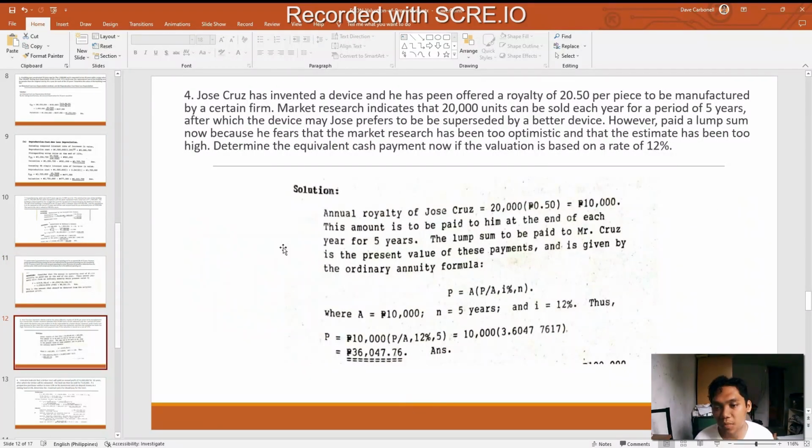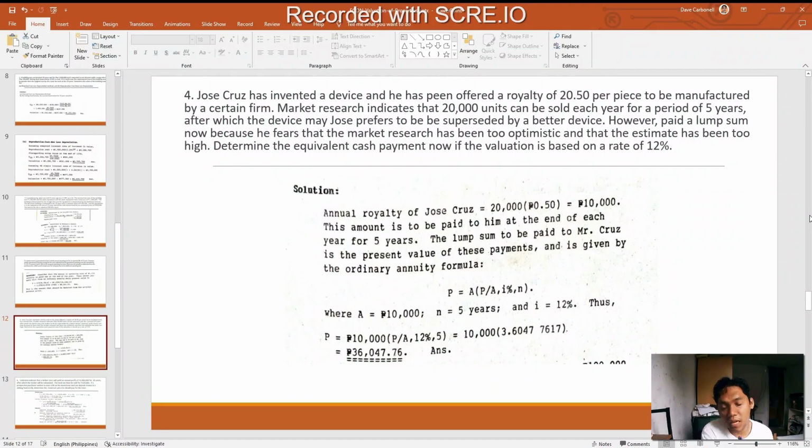Number 4. Jose Cruz has invented a device and he has been offered a royalty of 20.50 pesos per piece to be manufactured by a certain firm. Market research indicates that 20,000 units can be sold each year for a period of 5 years, after which the device is expected to be superseded by a better device. However, Jose prefers to be paid a lump sum now because he fears that the market research has been too optimistic and that the estimate has been too high. Determine the equivalent cash payment now of the valuation based on a rate of 12%.